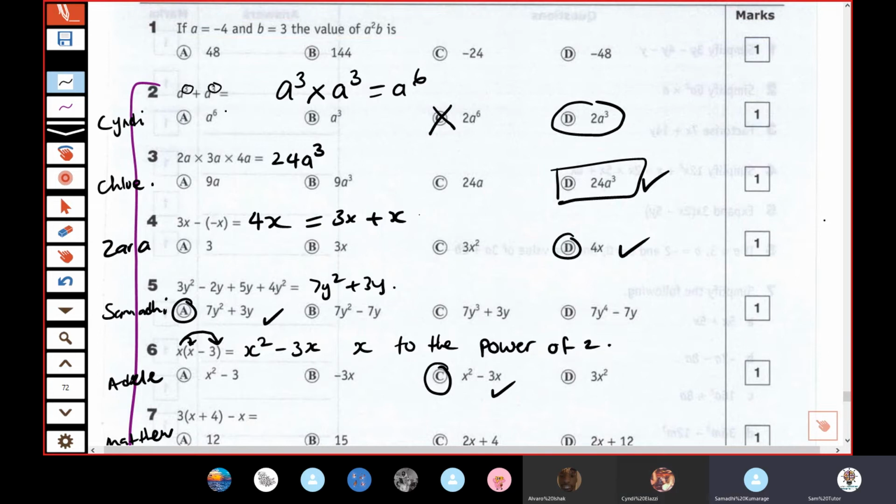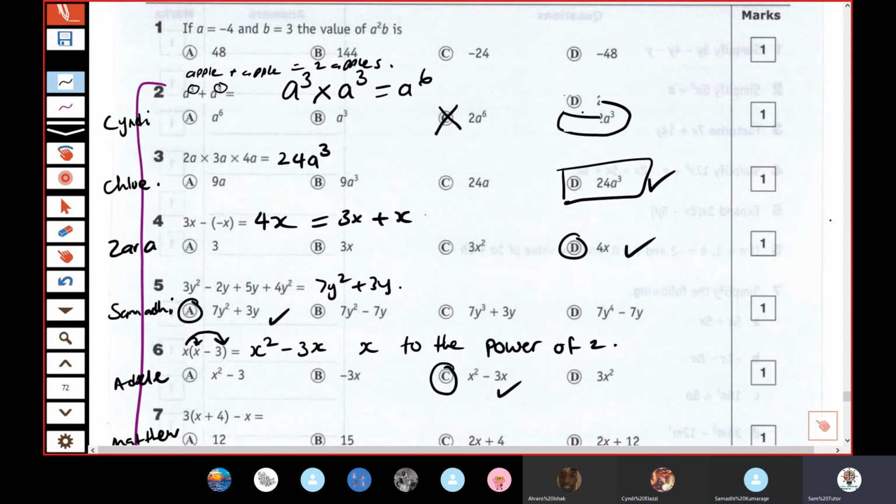But be careful. A cubed times A cubed is A to the 6, but A cubed plus A cubed is just like saying apple plus apple. You would say 2 apples. That's the logic. So D, careful.